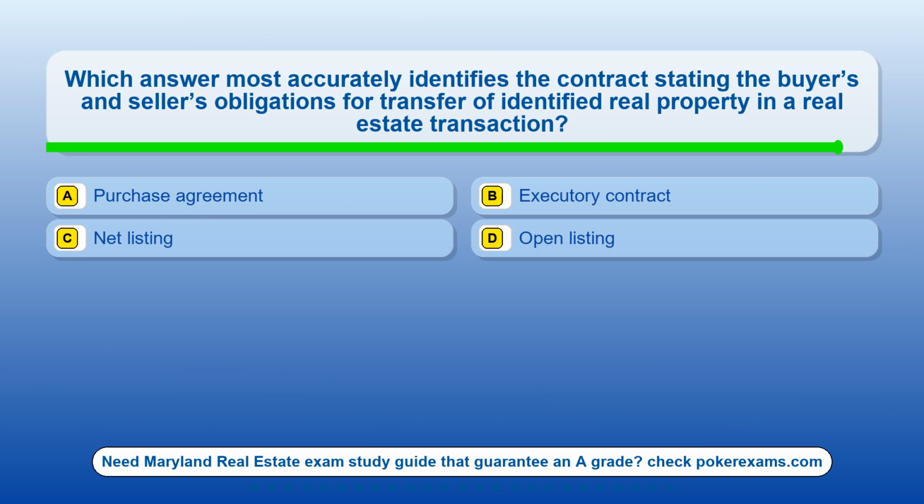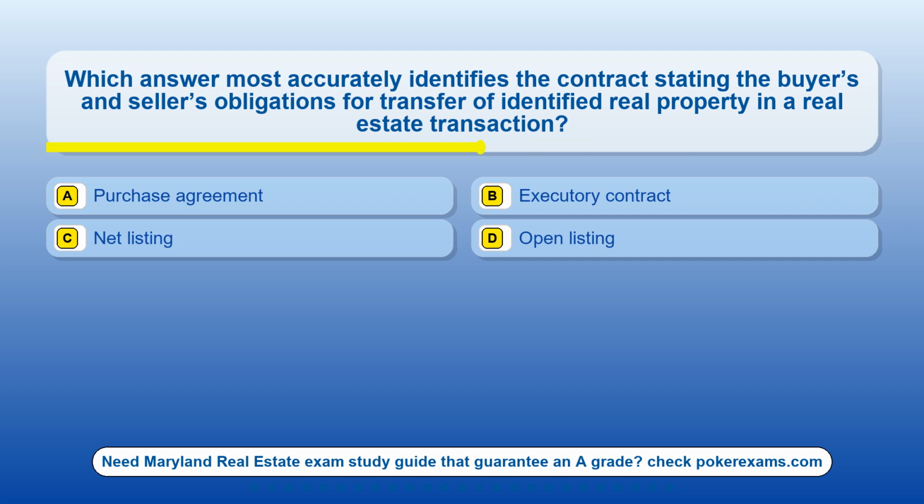Question 18. Which answer most accurately identifies the contract stating the buyer's and seller's obligations for transfer of identified real property in a real estate transaction? Option A, purchase agreement. Option B, executory contract. Option C, net listing. Option D, open listing.